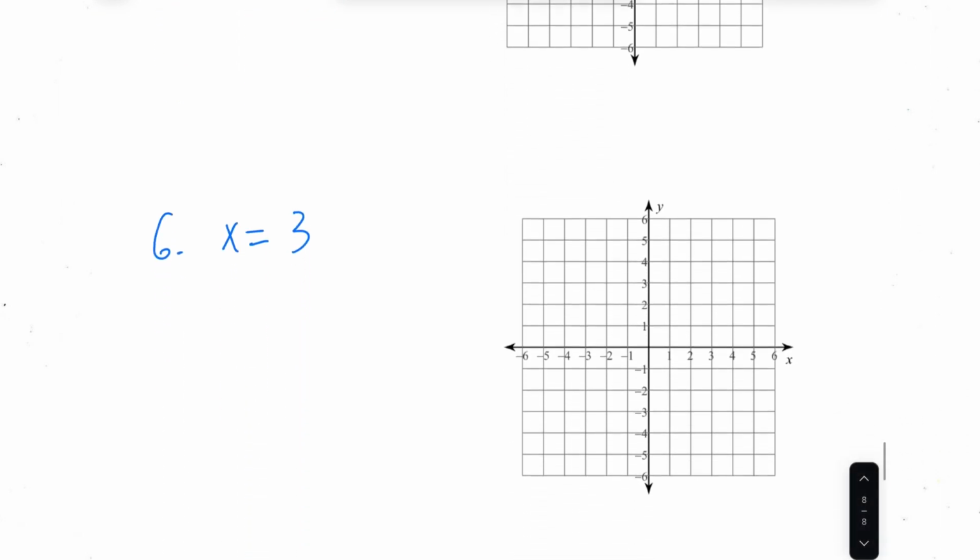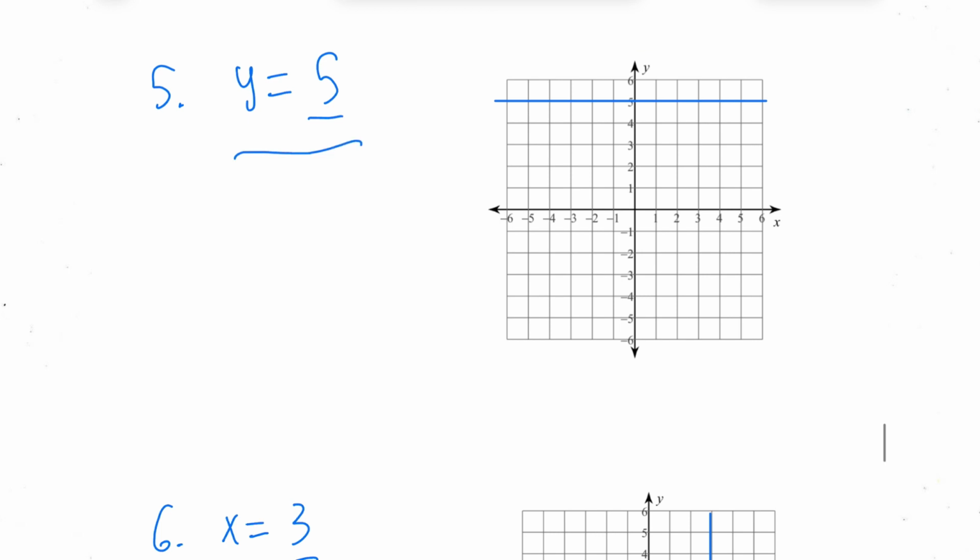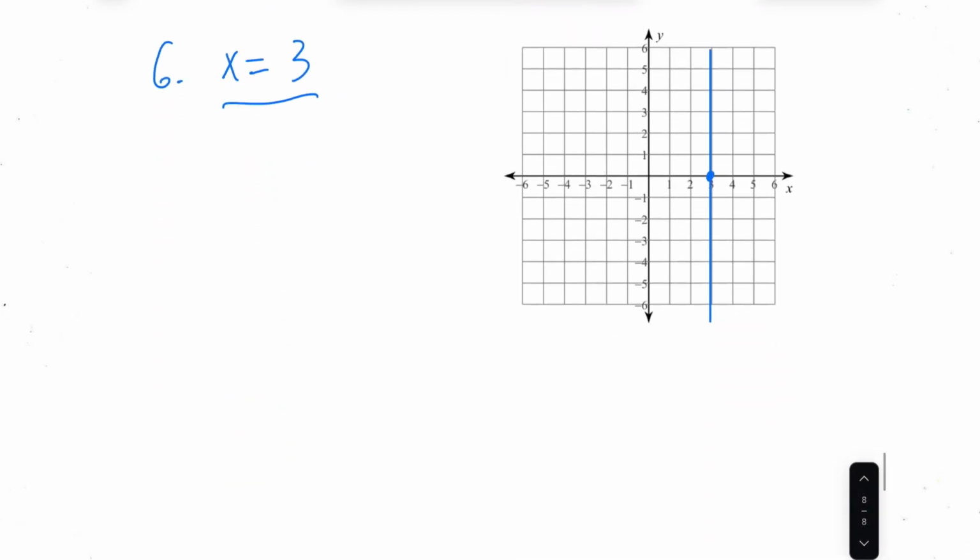So then for x, very similarly, we find where x is equal to 3 on the x-axis. That's right here. And we draw a line through it. And that's it. That's how you graph when x is equal to a number and y is equal to a number. But that's about it for graphing equations.